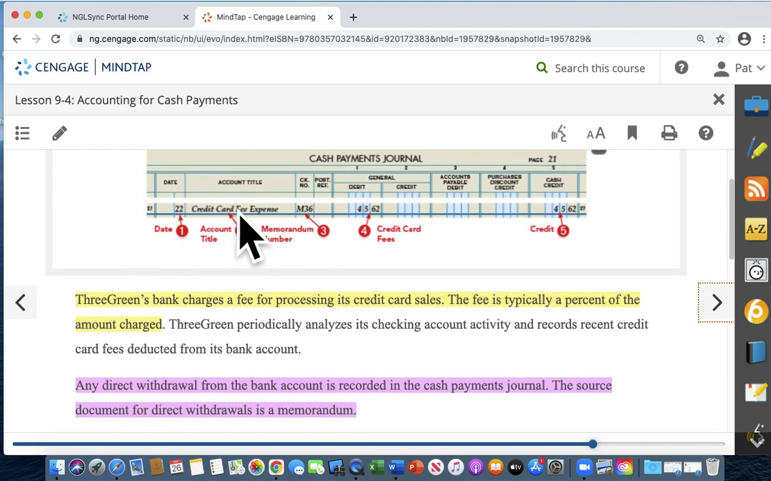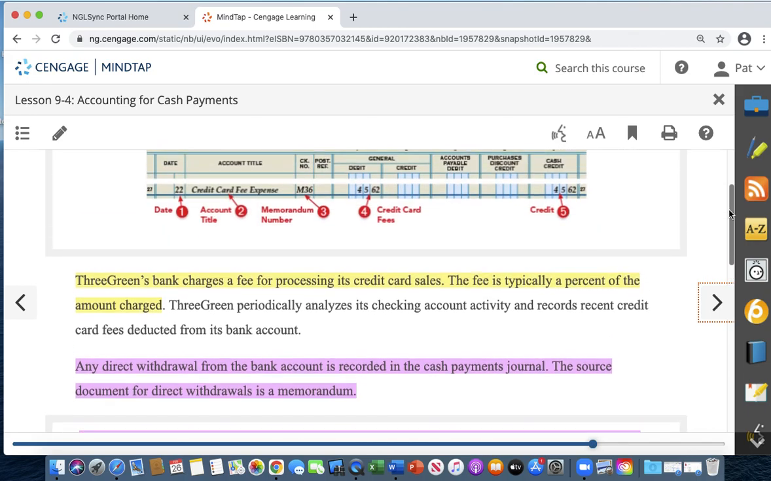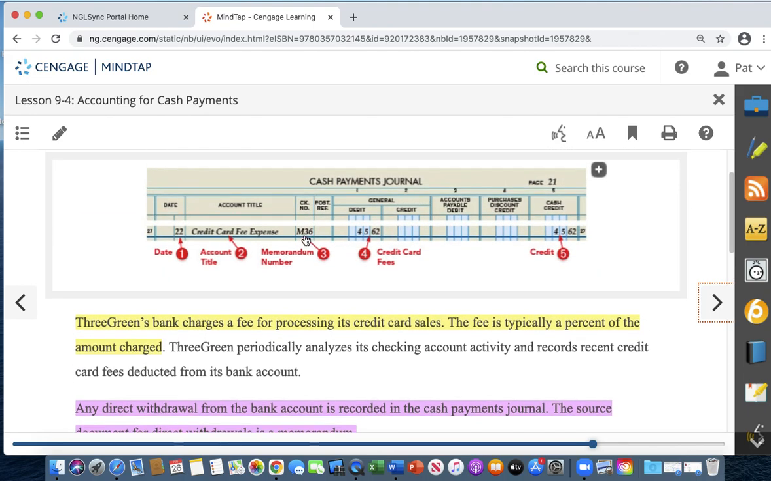But we're going to just pay this fee, but it's just charged to us. It's charged to our account. So we're not really writing a check. We're figuring out we got a memorandum. We analyze the bank statement showing a credit card fee expense. We didn't write a check. It was taken out of our account, so it's a memorandum.